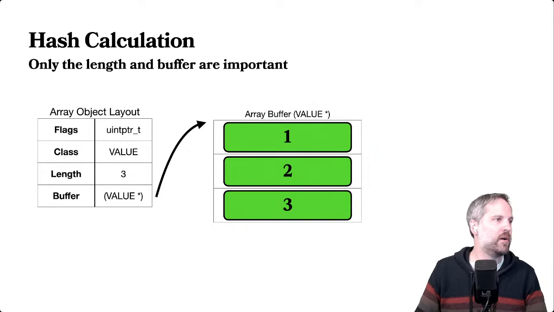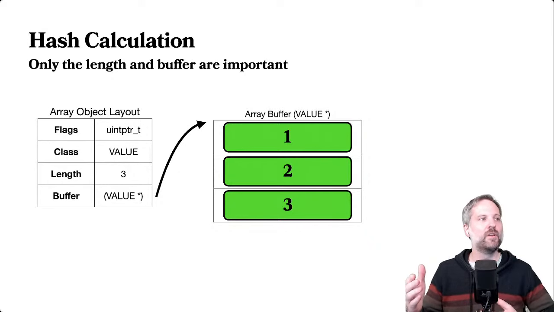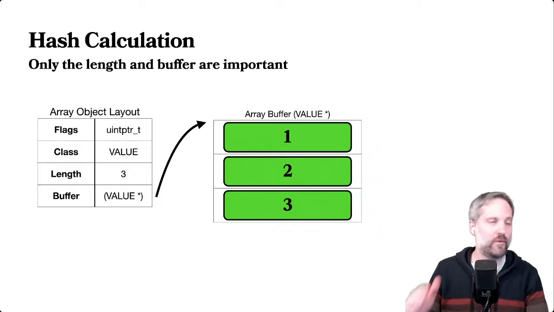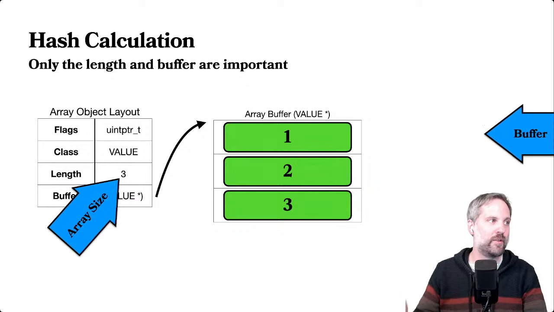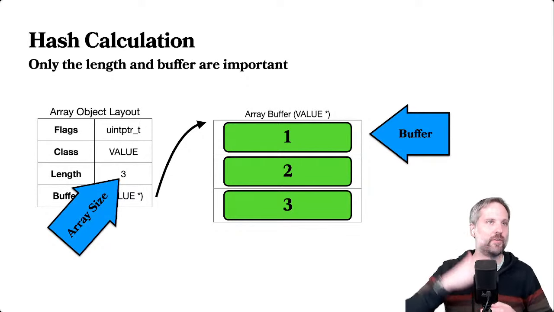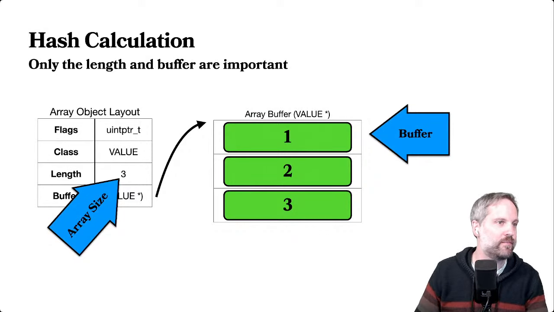Now, when we calculate the hash of the array, like when we're calling array.hash, all we do is iterate over each value in the array buffer, calculating the hash. In order to iterate over the array, we have to know the array's length, which we have inside of the Ruby object, and we also have to have that buffer of values to iterate over. So we have both of those two underlying pieces.